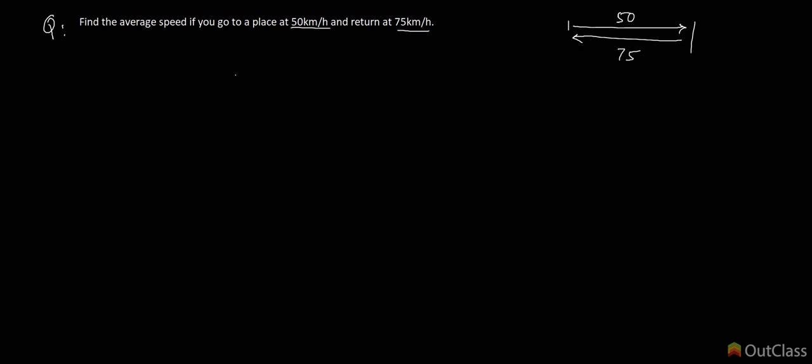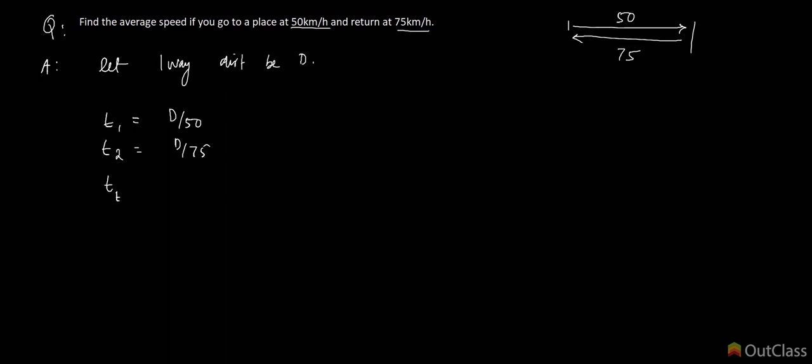We don't know the distance, right? So we can assume the distance to be d, one way. Let one way distance be d. So that means the time taken to go forward would be d by 50, and the time taken to return would be d by 75.